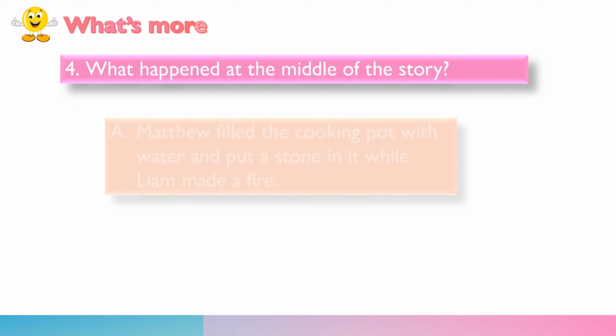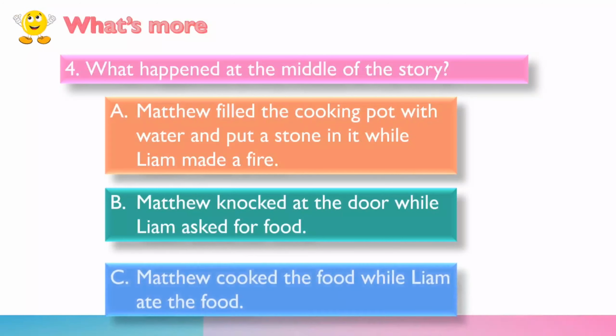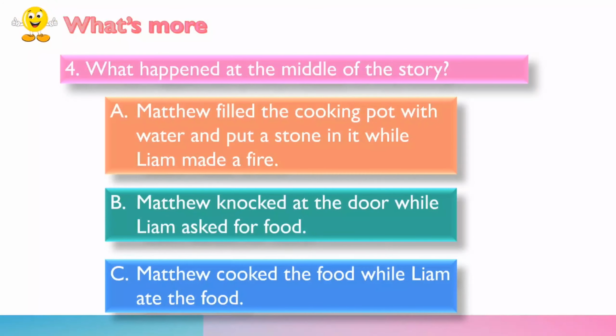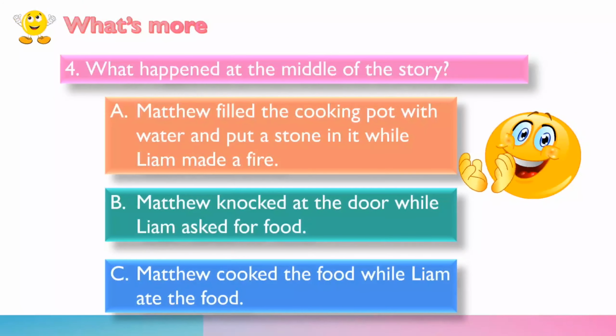Number 4. What happened at the middle of the story? Is it A. Matthew filled the cooking pot with water and put a stone in it while Liam made a fire? B. Matthew knocked at the door while Liam asked for food? C. Matthew cooked the food while Liam ate the food? Very good. It's Matthew filled the cooking pot with water and put a stone in it while Liam made a fire.